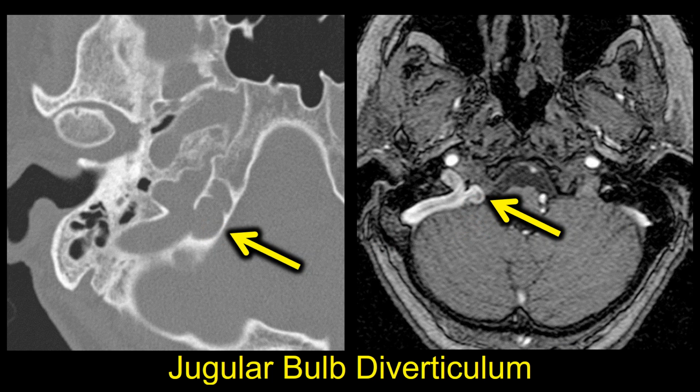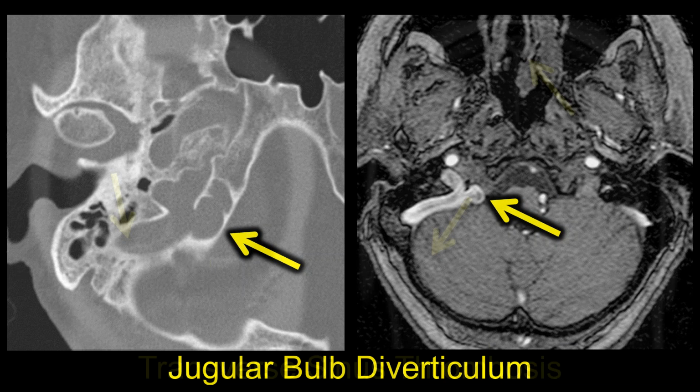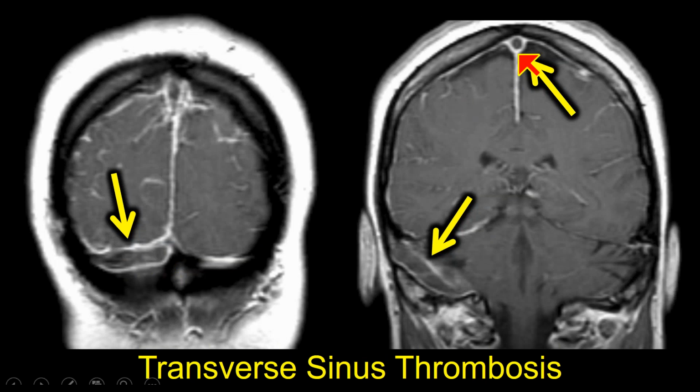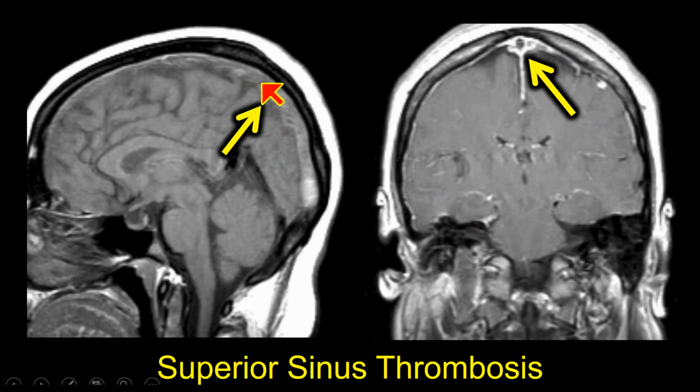Now, if we have a patient with a clotting problem, we remember that, and we might see thrombosis of the transverse sinus at this level and the superior sagittal sinus. We pay very close attention to our sequences, and this is an area where the pre-contrasted T1 might be very bright, like we see here in the superior sagittal sinus thrombosis.